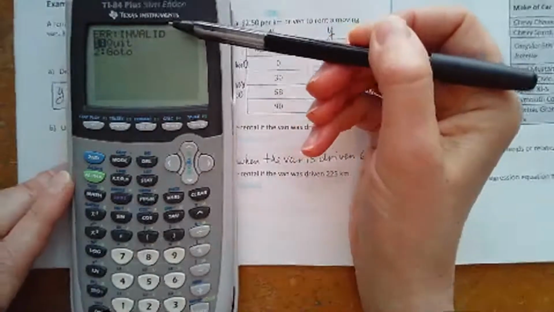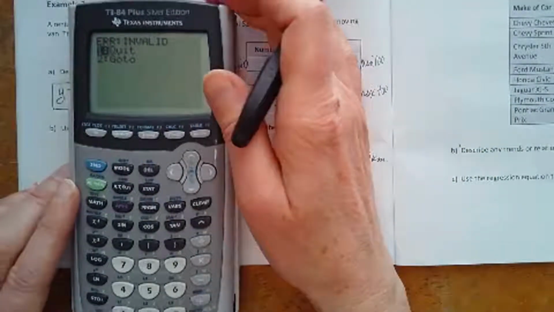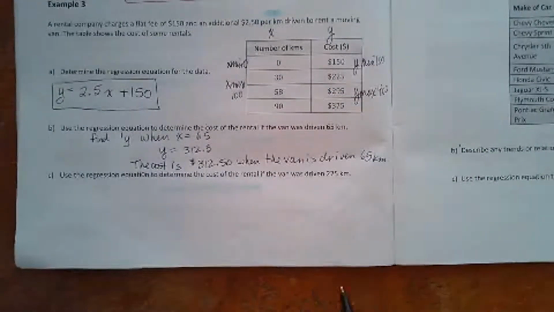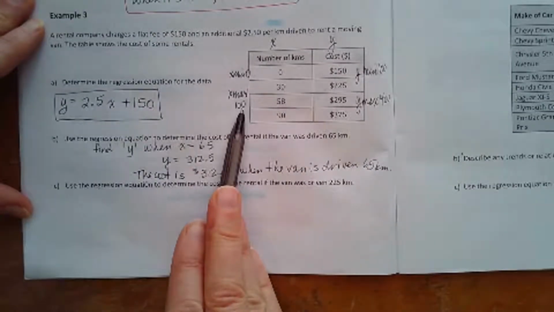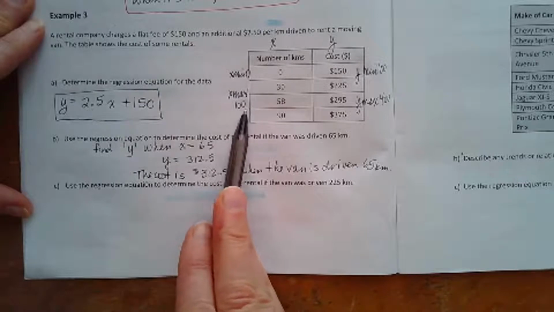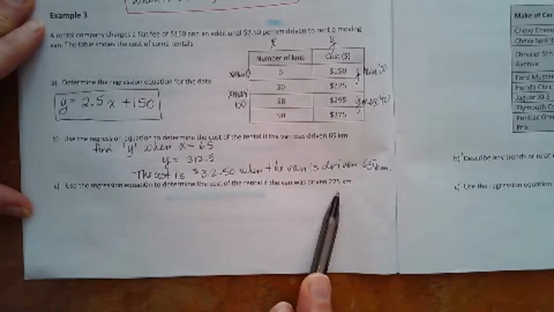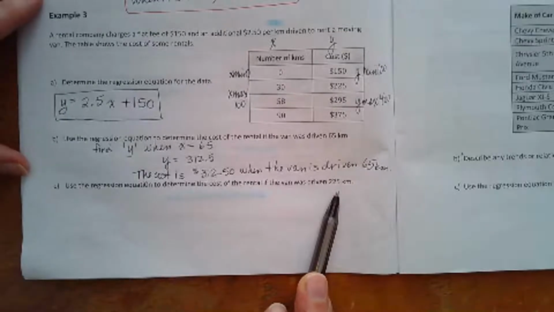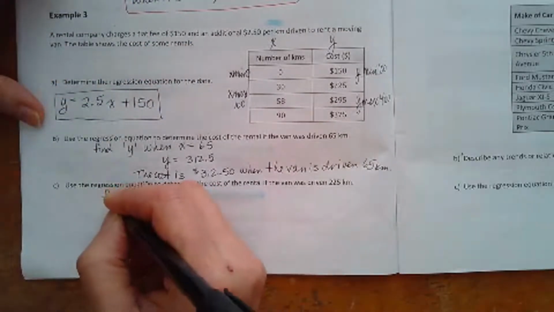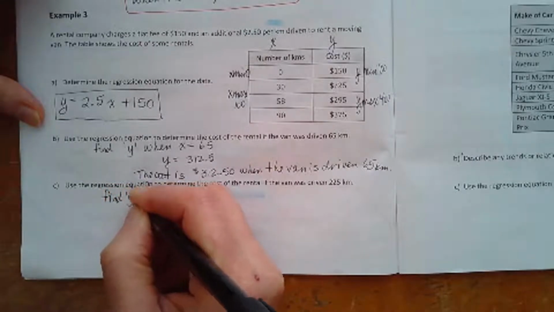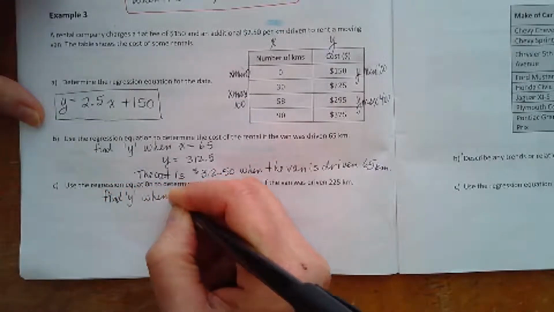It says invalid. So what that means is we did have this problem yesterday. Do you remember that we adjusted our windows? I only allowed my graph to give me answers for X values up to 100. This time the X is 225. So I just have to adjust my windows. It's not really an error. It's just a math setting. So basically they're saying to find Y when X is 225.